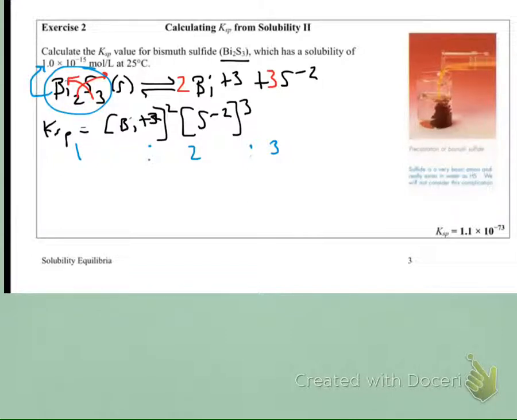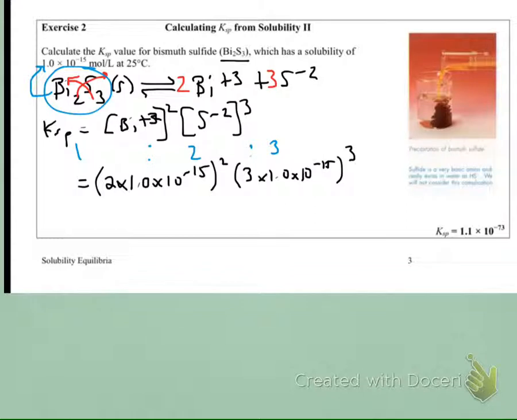So I can now include that. So this is going to be 2 times 1.0 times 10 to the negative 15th squared times 3 times 1.0 times 10 to the negative 15th cubed. Quickly rewriting, this is going to be 2 times 10 to the negative 15th squared times 3 times 10 to the negative 15th cubed.